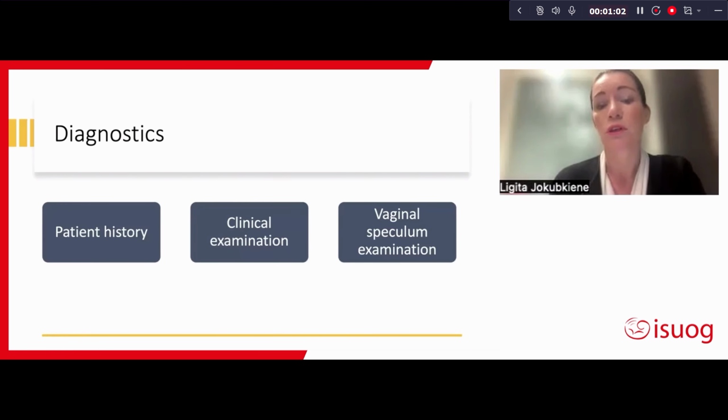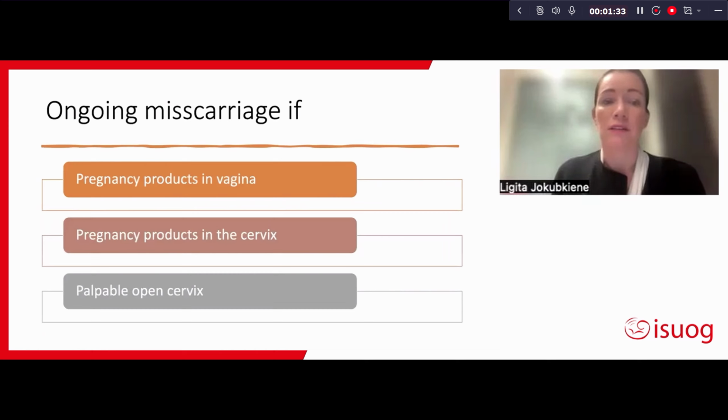So first, what we do is a clinical examination. During clinical examination, we might find pregnancy tissues in the vagina. We might see the open cervix. We might see heavy bleeding without visible pregnancy tissues. But for clinical examination, it is important to assess what is going on with the patient and at what stage of the early pregnancy the patient is. And of course, the ultrasound plays a very important role in this.